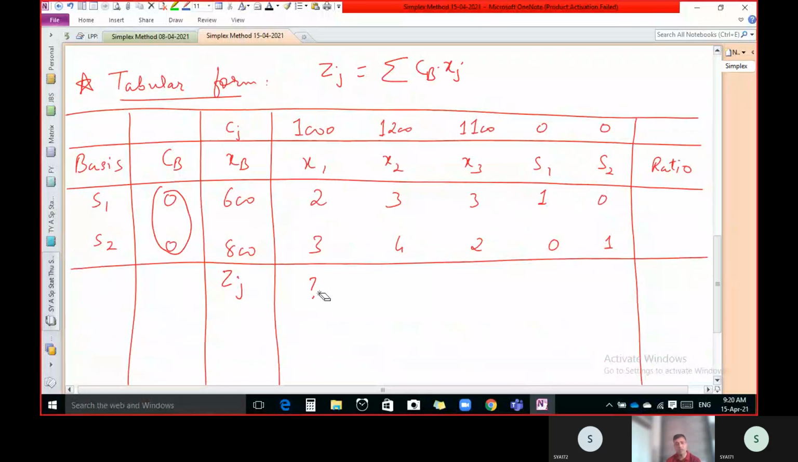So if I want to calculate this value, obviously I have to use this one, and my CB is fixed. Multiply corresponding variables. So 0 into 2, that is 0. Then 0 into 3, that is 0. And then summation. Summation means total. So this into this plus this into this, and that total. This into this is 0, this into this is 0, and that total is 0. So here we get 0 only.